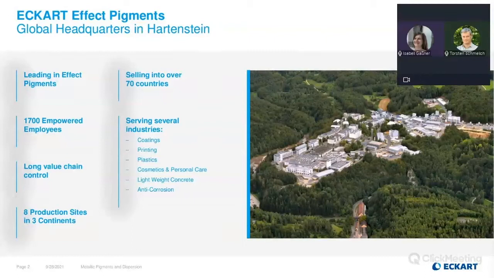In Germany, ECKART has two manufacturing sites, one located in Güntersthal, this one, as you can see on the picture here, the second one in the place of Wackersdorf, pretty much nearby. Roughly 1,100 people are working here in Germany. Our global headcount is approximately 1,700 people for the ECKART organization.